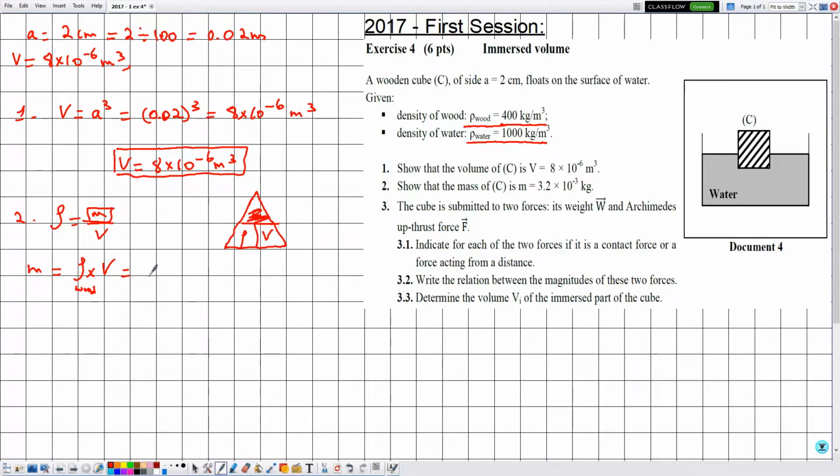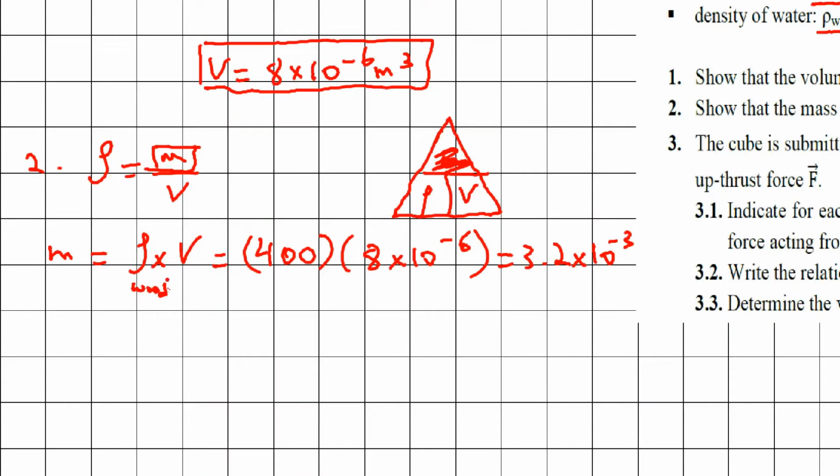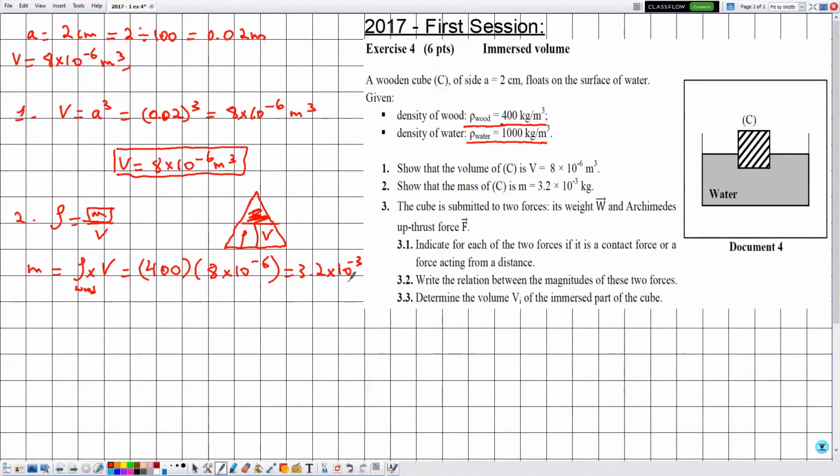is given by 400 in the SI multiplied by the volume that we already calculated, which is 8 times 10 to the power minus 6. This volume corresponds to the volume of the cube as well. Plugging this on the calculator, it will give us 3.2 times 10 to the power minus 3. Since both the density and the volume are in the SI, the value of M will be in the SI, which is kilogram. Then the mass of this wooden cube is given by 3.2 times 10 to the power minus 3 kilograms.